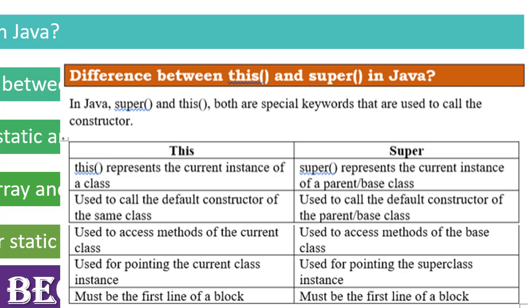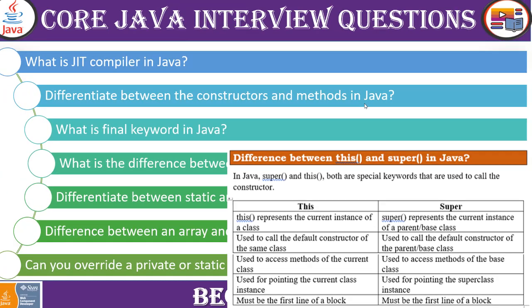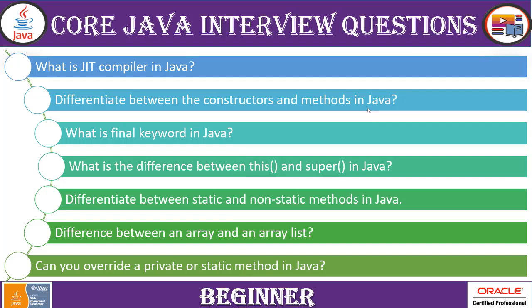call the current class constructor. This is used to access methods of the current class, whereas super is used to access methods of the base class. This is used for pointing to the current class instance, whereas super is used for pointing to the superclass instance. For static, the keyword has to be mentioned before the method, whereas on a non-static method you don't need to add any keyword.